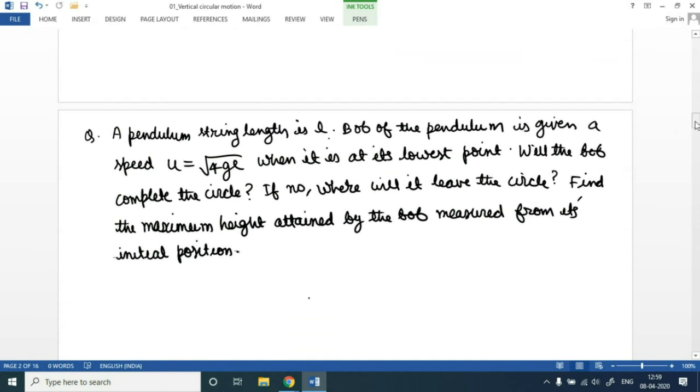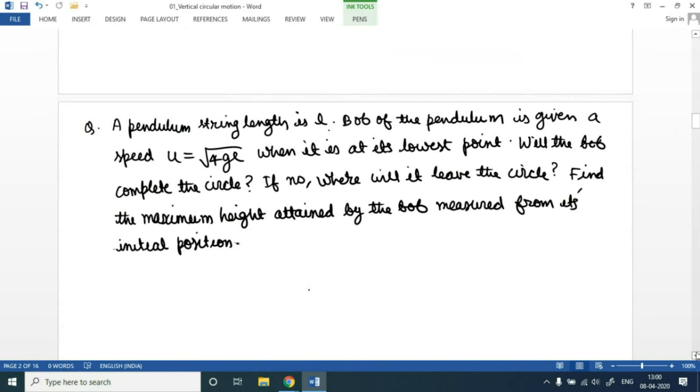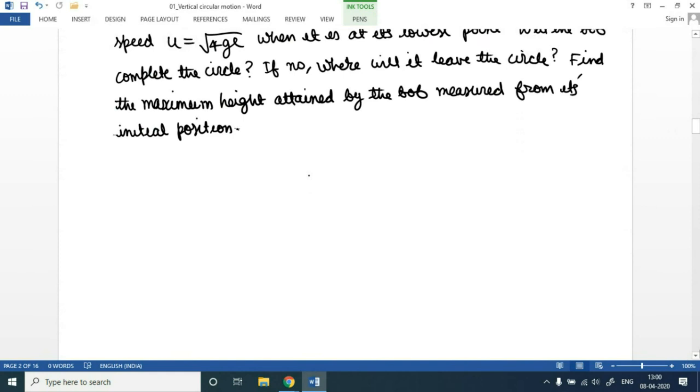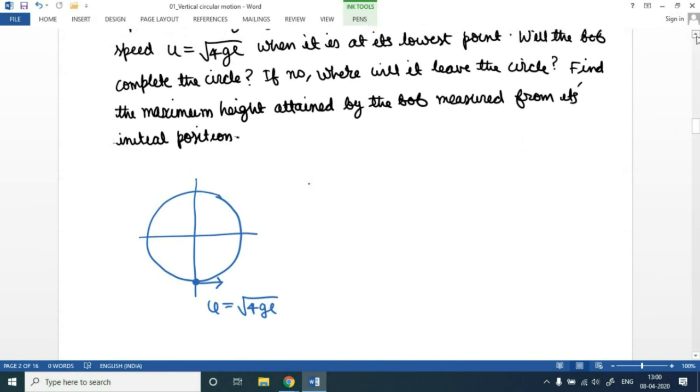The string length is L. The bob of the pendulum is given a speed u equal to root 4gL, and it is at its lowest point. Let me describe this question figuratively. Let's say we have a circle in a vertical plane, and here it has been projected with u equal to root 4gL. Now it's asked whether it will complete the circular motion.